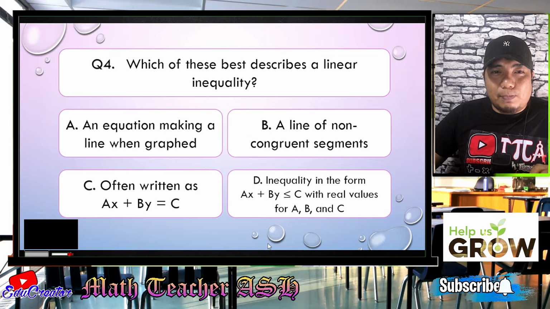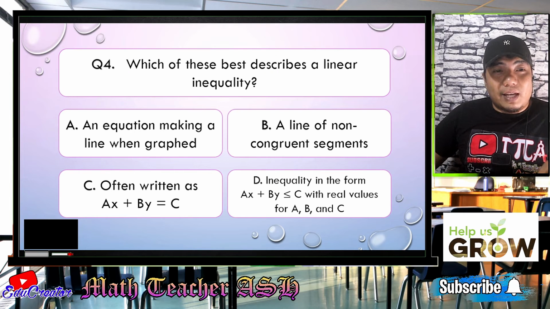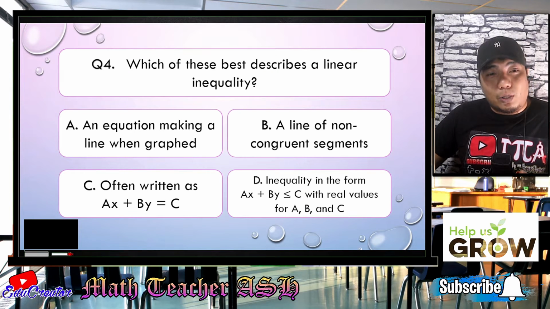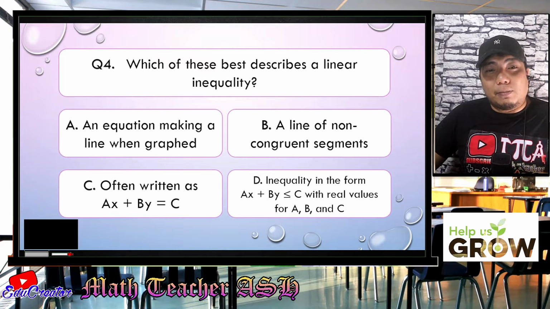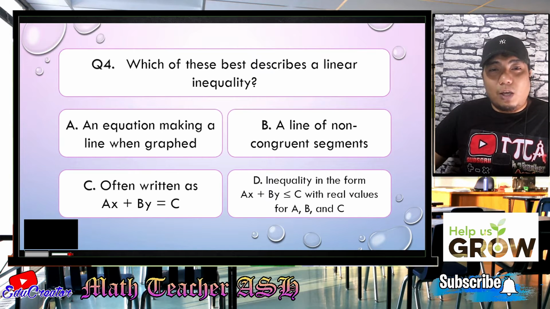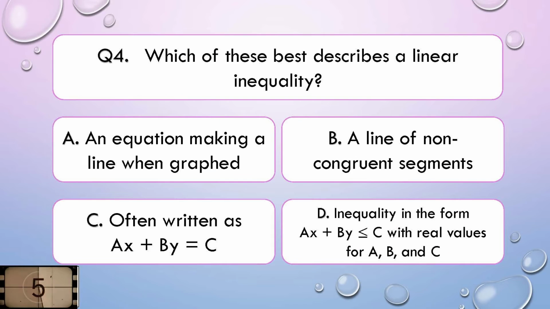Which of these best describes a linear inequality? Is it A, an equation making a line when graphed, B, a line of non-congruent segments, C, often written as ax plus by is equal to c, or letter D, inequality in the form ax plus by is less than or equal to c with real values for a, b, and c? I'll give you 5 seconds to think about your answer.